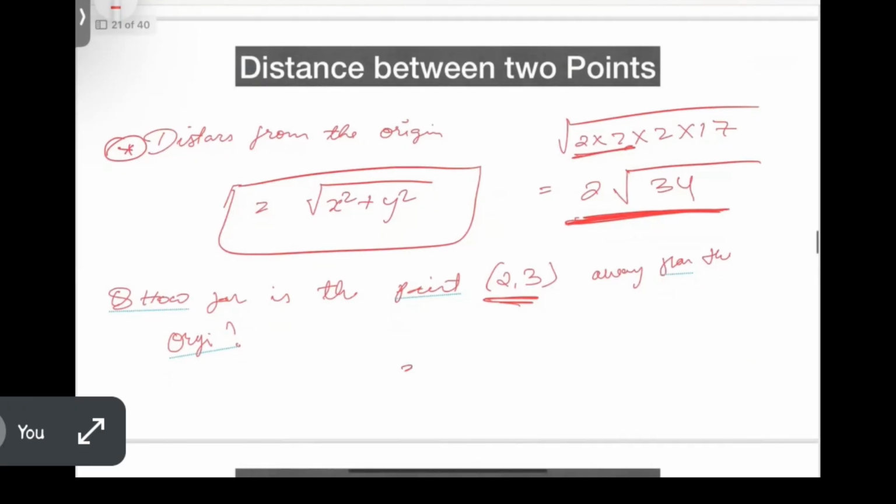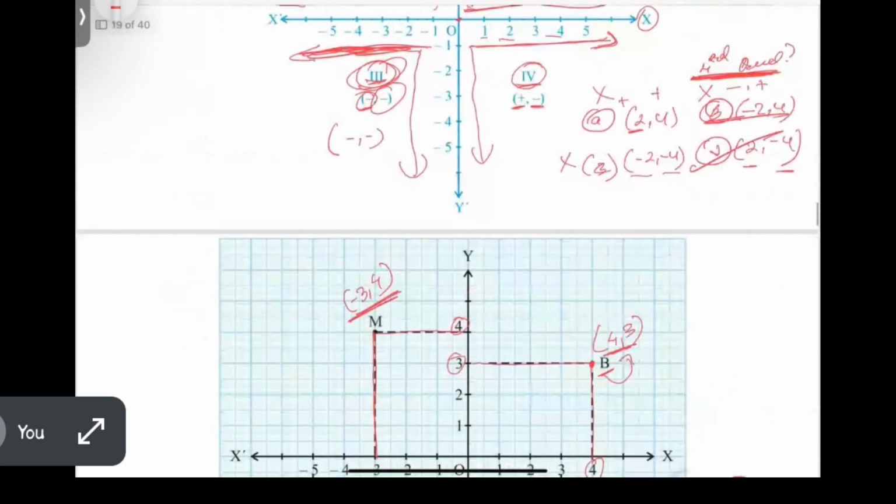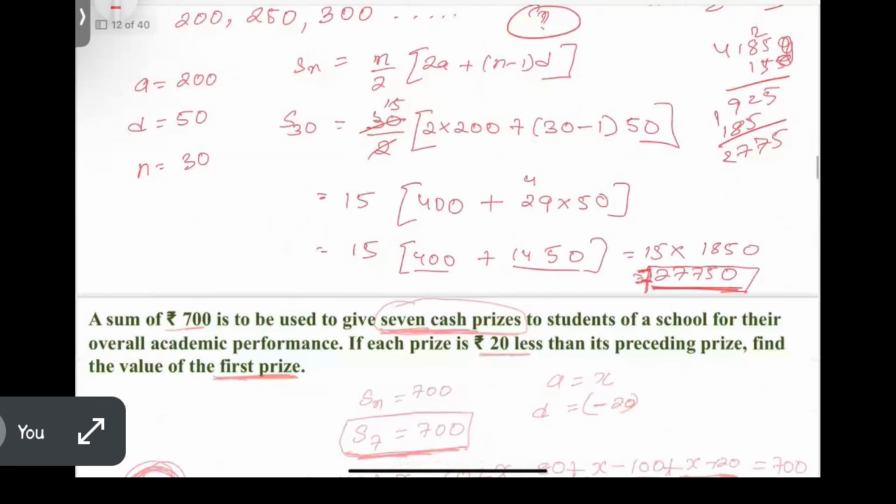So the formula is, you don't need to put 0 like that. So you just take 2 whole square plus 3 whole square, root over. 2 whole square is 4, 3 whole square is 9. So what is it? 4 plus 9 is 13, root over 13. So the distance of (2, 3) is root 13 units away from the origin. So that's how we find it if asked how far the point is from the origin, okay? Yeah, I think that's it.